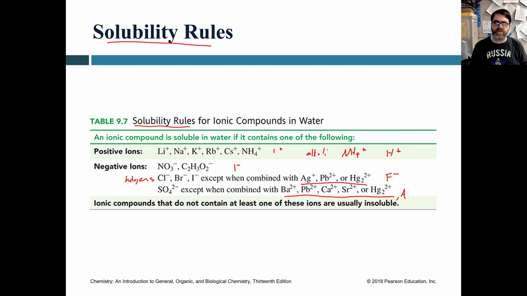It turns out silver should be on this list as well, and you'll notice that silver, lead, and mercury-1 are all on this list. There are other heavy metals that also are insoluble with sulfate, but these are your common ones. And compounds that don't contain at least one of these soluble ones here, ignoring the exceptions, are usually insoluble.